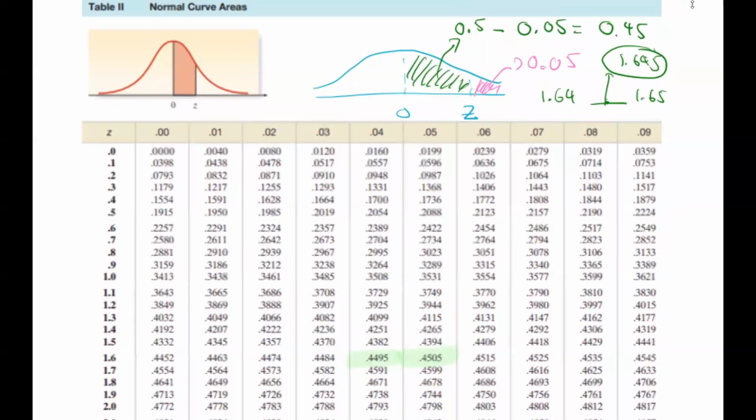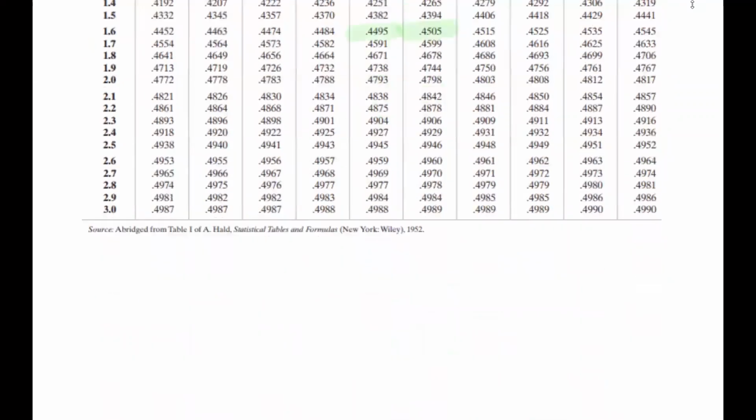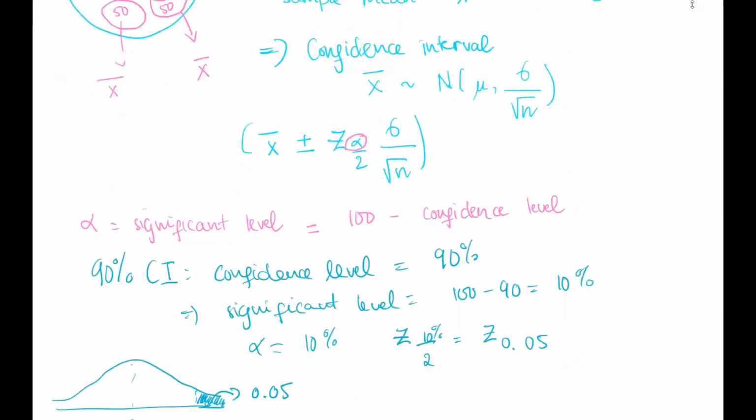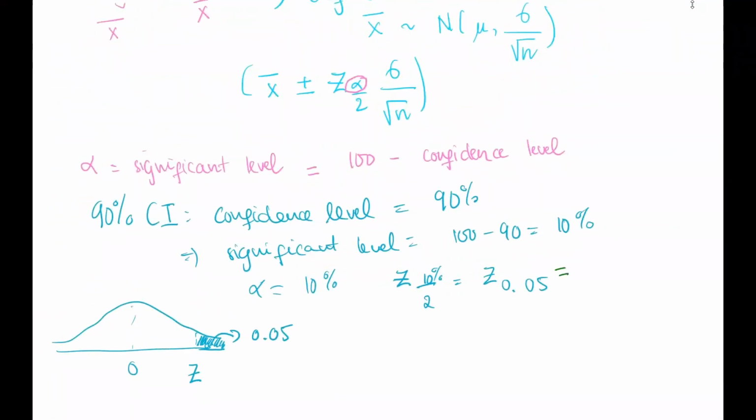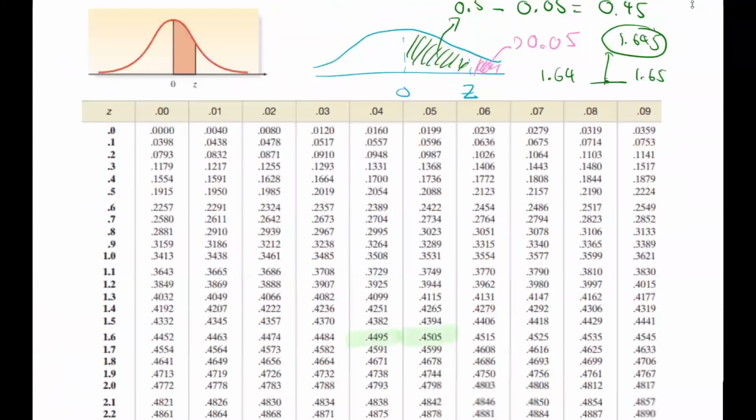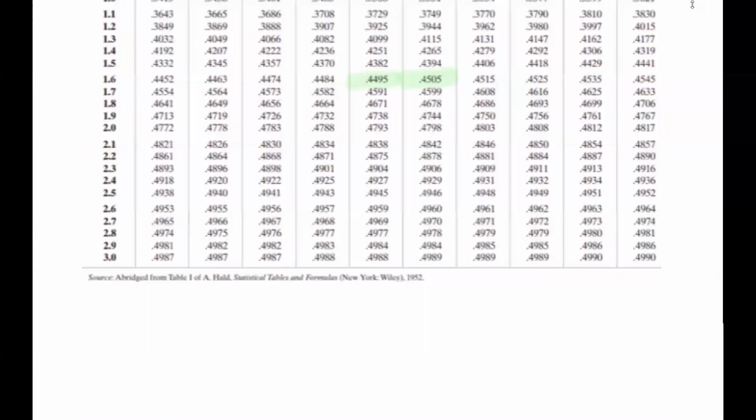Do you follow at this point? Let me know if you feel lost because it's an important concept. So here, this Z at 0.05, what did I just calculate? I forgot. 1.645.